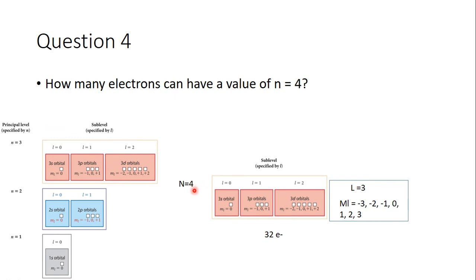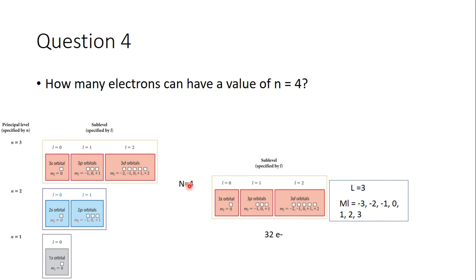Alright, moving up to n equals 4. Here I have 4 L values: L is 0, 1, 2, and 3. Now here's a subtle point not a lot of people get the first time around. For every value of L, you have to specify those m sub L values.